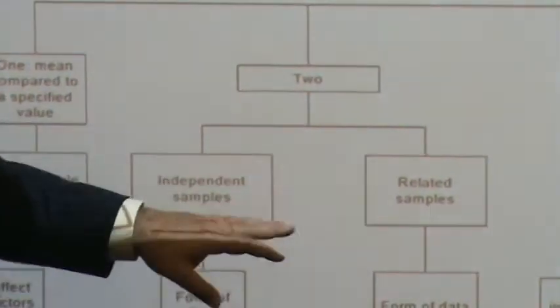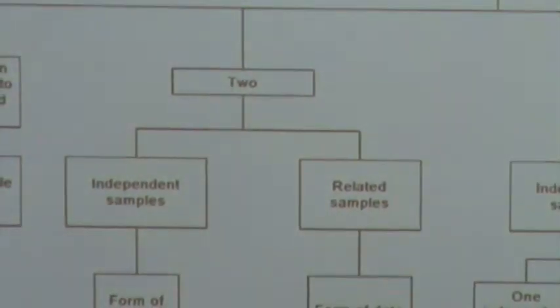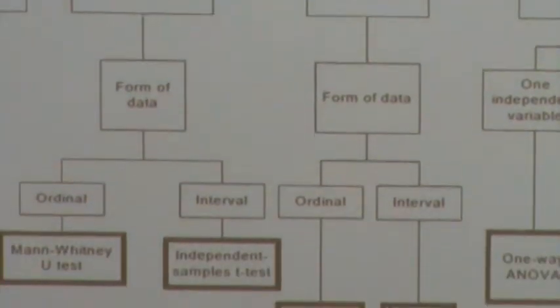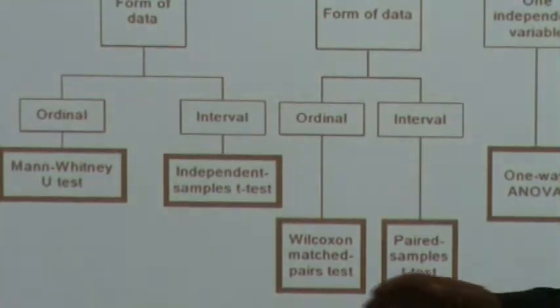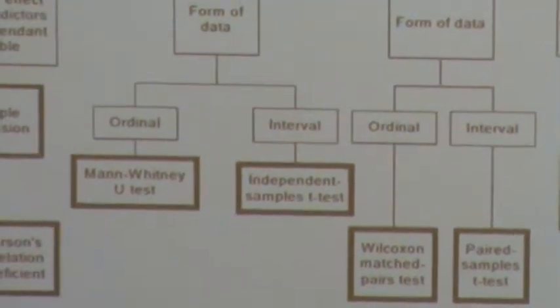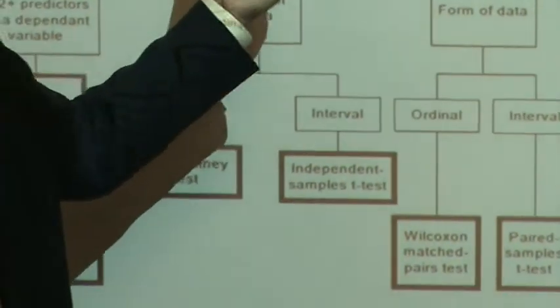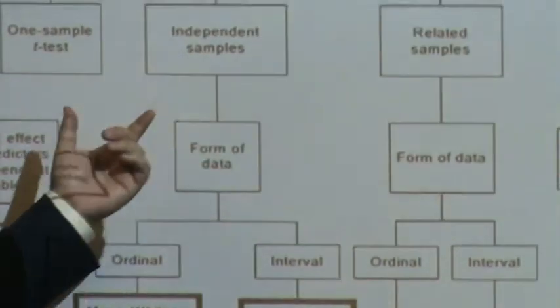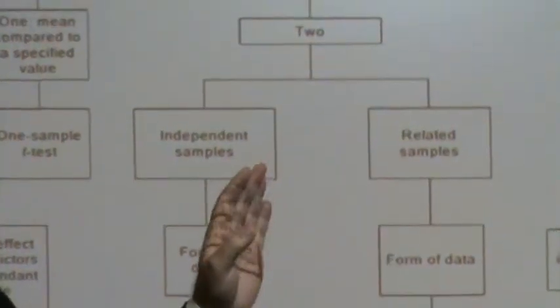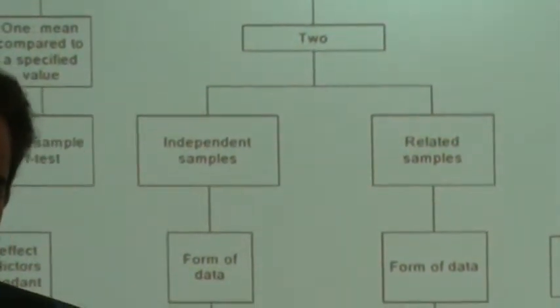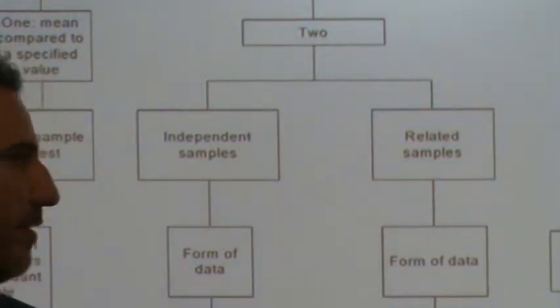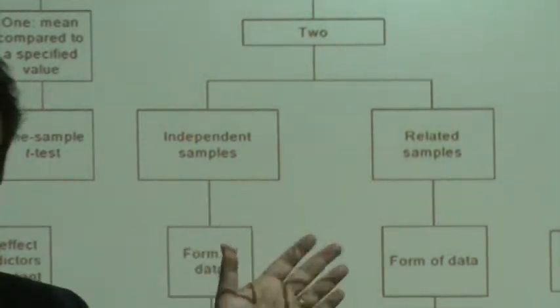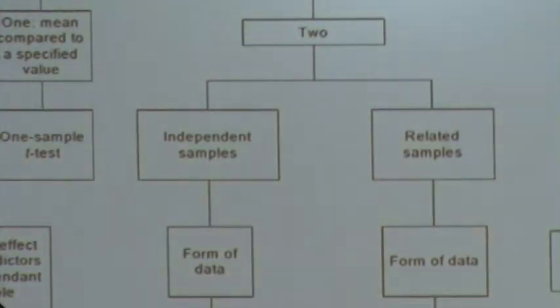If you have two groups, the next question that you would ask is, are my samples independent or related? Now, what does that mean? Basically, what it means to say that samples are independent is that you're not measuring the same person twice. Whereas if you're saying it's related, you are measuring the same person twice. This isn't a full discussion of independent versus related, but for our purposes, that's adequate.